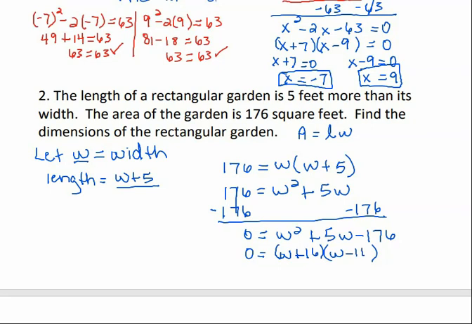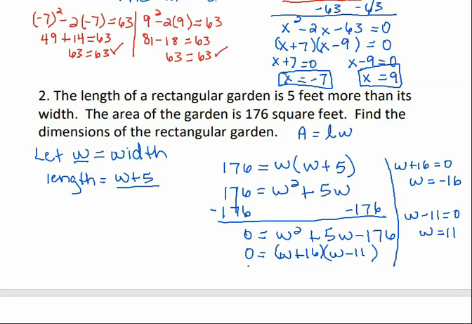All right, so then when I set each factor equal to 0, I have W plus 16 equals 0. If I subtract 16 from both sides, I get W equals negative 16. And then W minus 11 equals 0, if I add 11 to both sides, I get W equals 11.